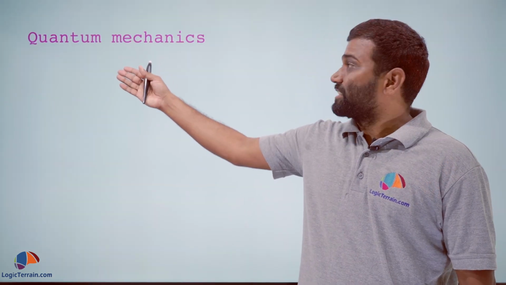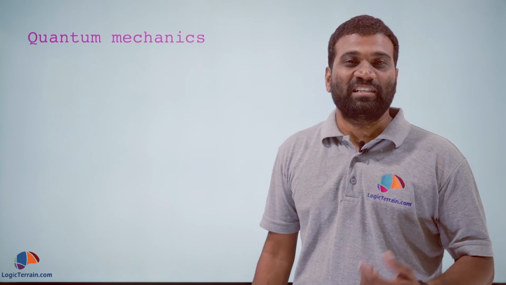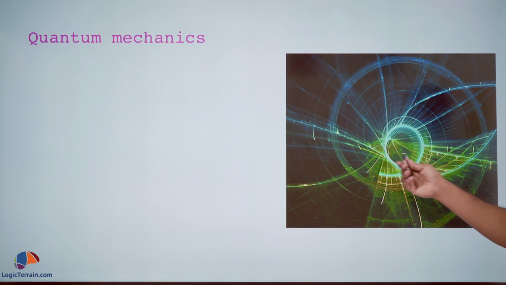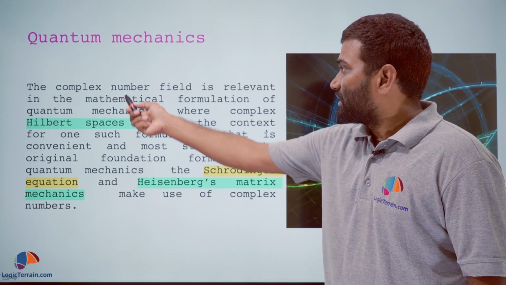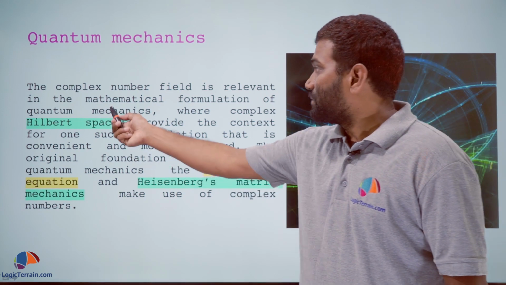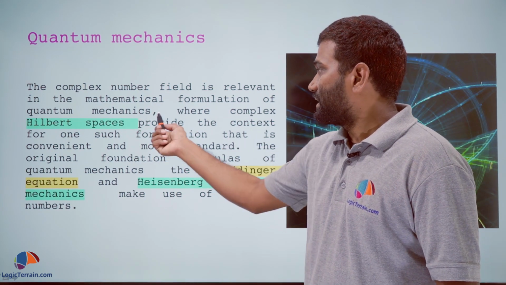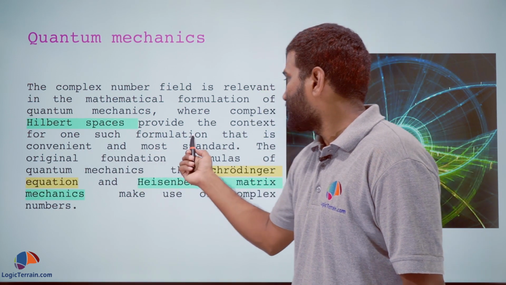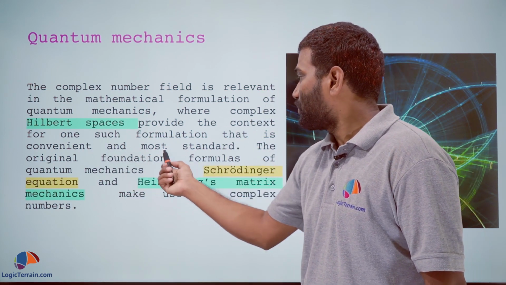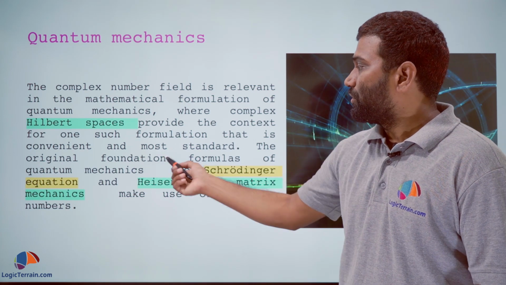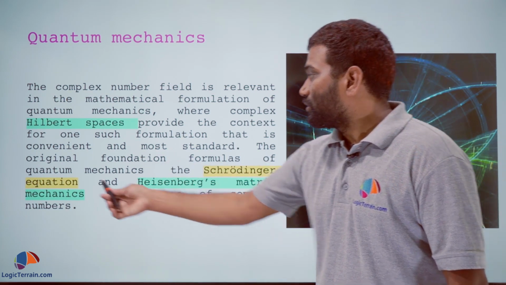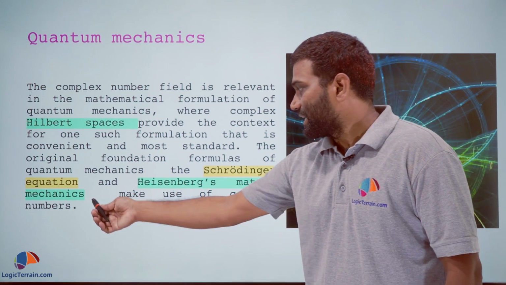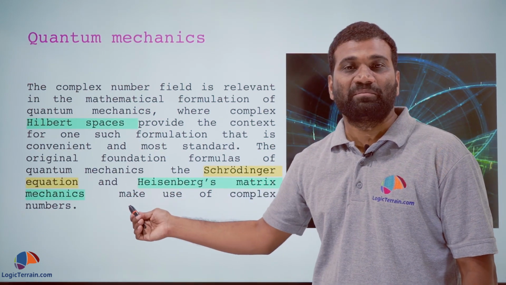Here is another application, quantum mechanics, where complex numbers are used. Here you can see a beautiful picture of a quantum field. The complex number field is relevant in the mathematical formulation of quantum mechanics, where complex Hilbert spaces provide the context for one such formulation that is convenient and most standard. The original foundation formulas of quantum mechanics, the Schrödinger equation and Heisenberg's matrix mechanics, make use of complex numbers.